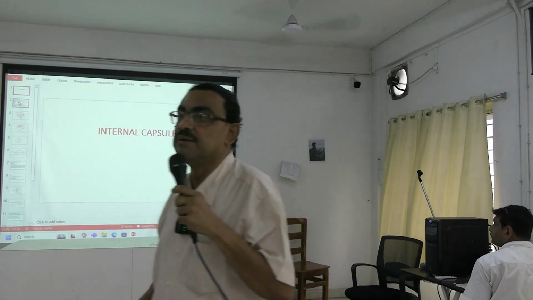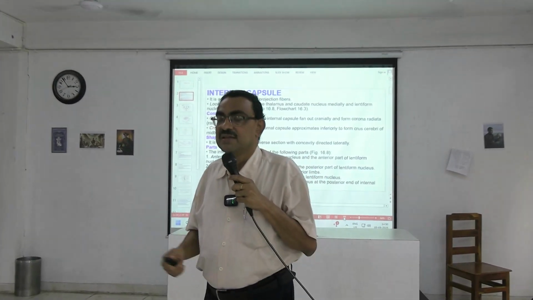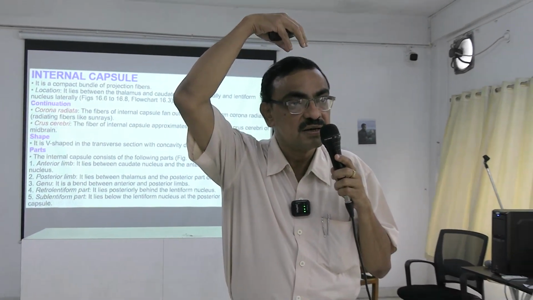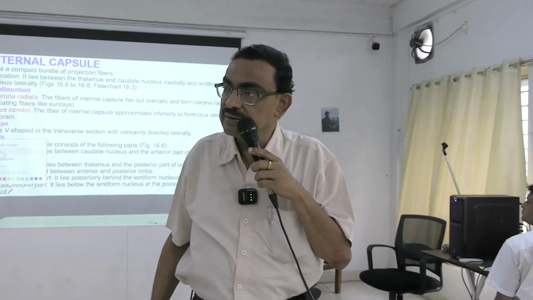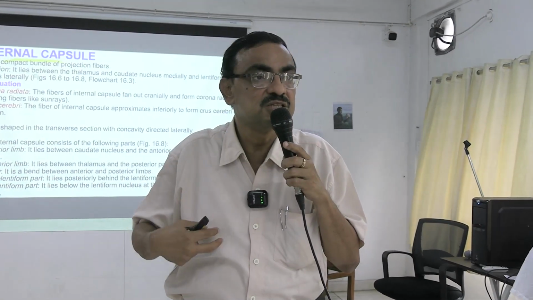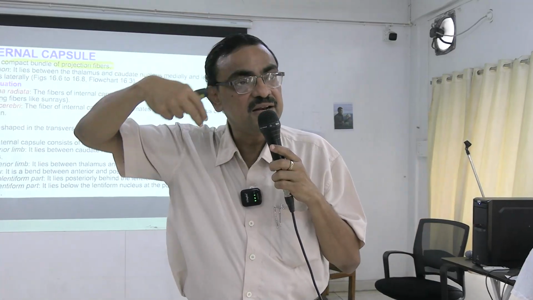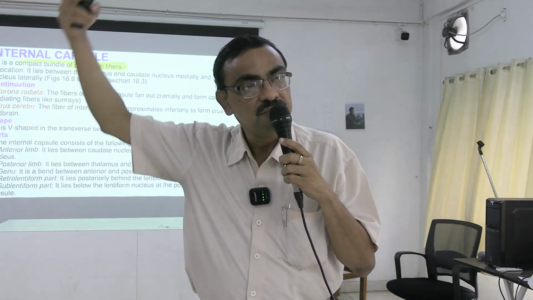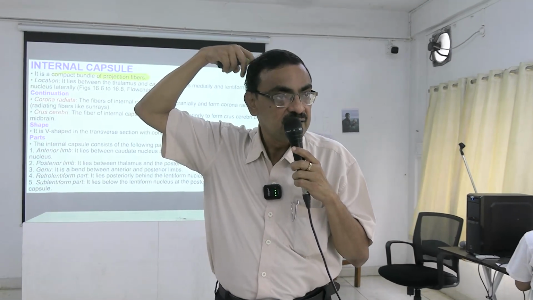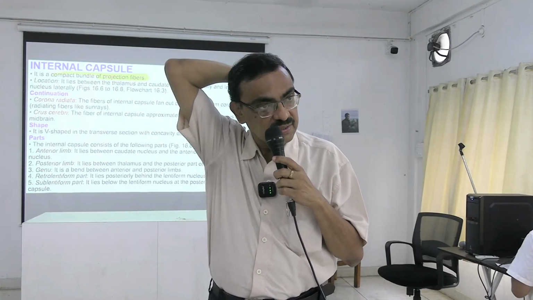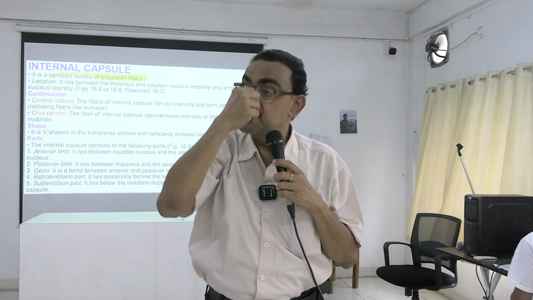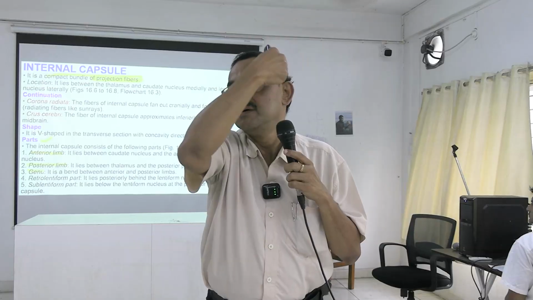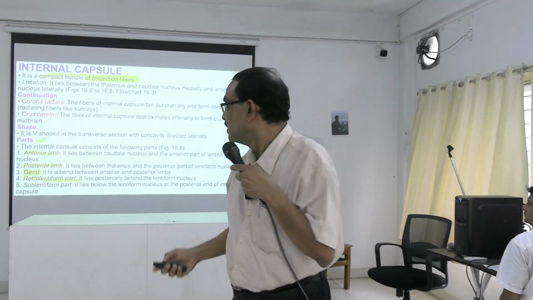Now about the internal capsule. This is the last one. What is the internal capsule? The projection fibers. The fibers come from the cortex and travel through the brain, and ultimately reach the spinal cord. The fibers from the right side cross the midline at the level of the medulla and go to the opposite side. Most of the fibers, 75 to 80%, actually cross and go to the other side.